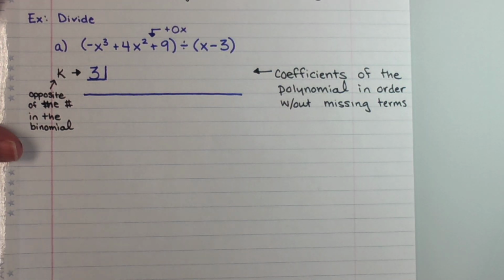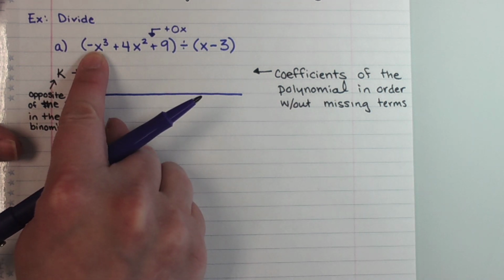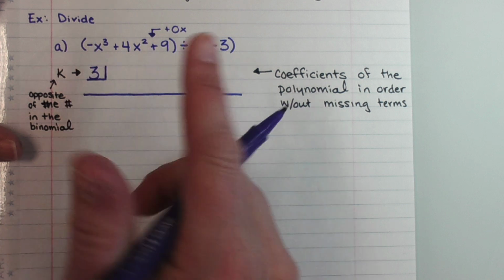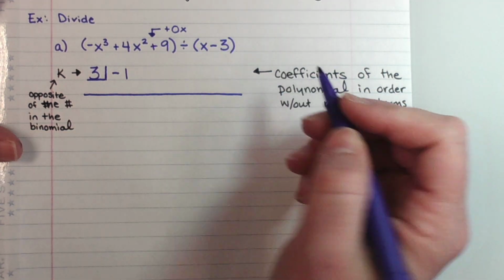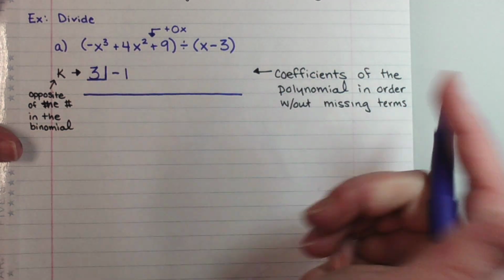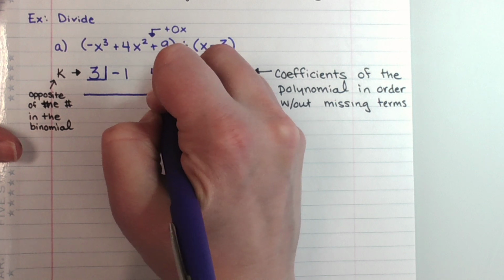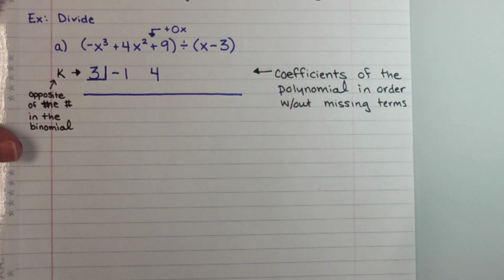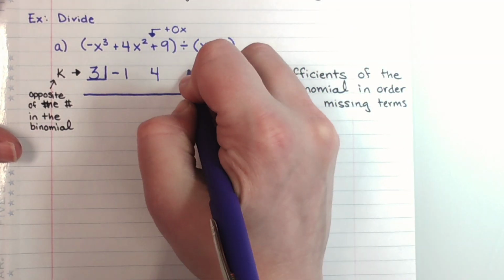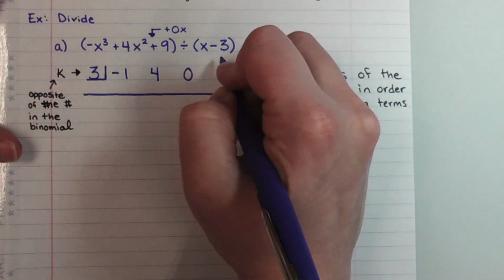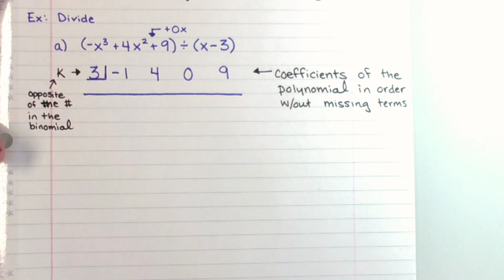So I'm going to put the coefficients. Coefficients are the number in front. What's the coefficient of the x cubed? Negative 1. Then I'm going to leave a little bit of space. Coefficient of the x squared is 4. Then I would move on to the x. Coefficient is 0. Then I would move on to the constant. 9.